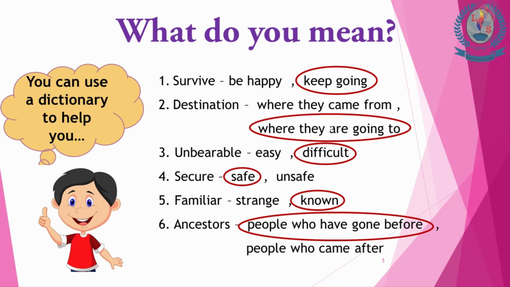Next word, familiar. What is the meaning of familiar? Familiar means known. Last word, ancestors. Yes, you know the meaning of ancestors. Ancestors are people who have gone before.